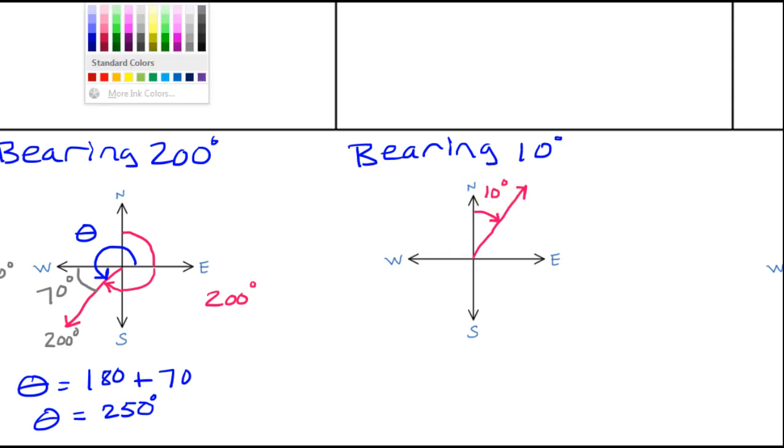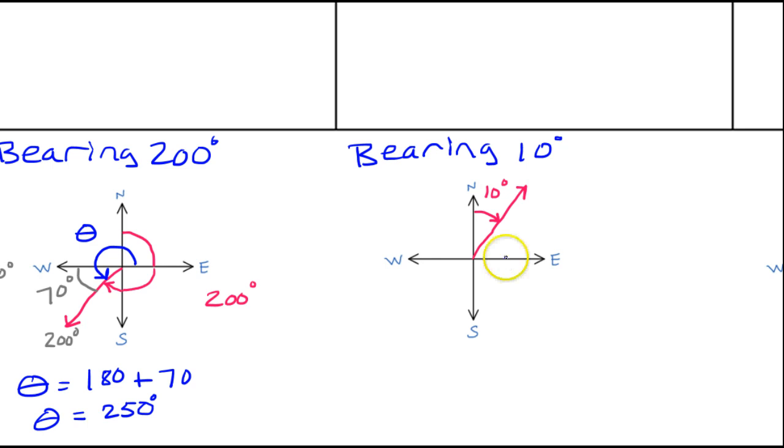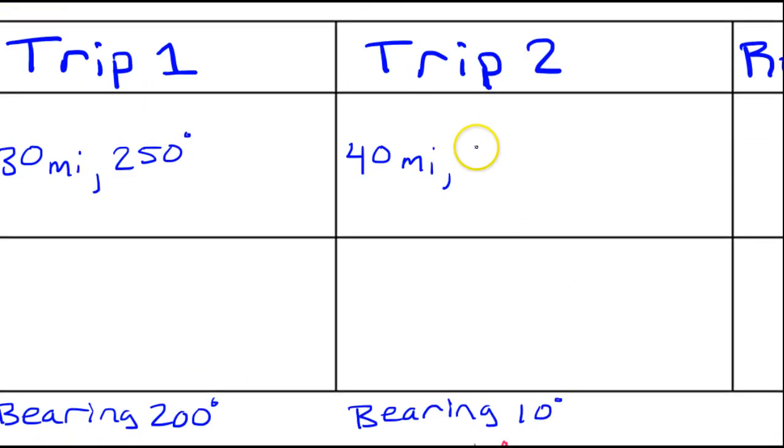For the chart, what we need is this angle that's measured from the positive x-axis. This is really simple because these are complementary. If this is 10 degrees, this must be 80 degrees. They have to add up to 90. So the 80 degrees is what we will put on the chart for the direction of trip 2.